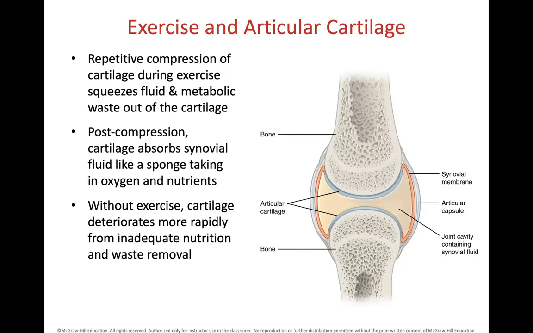So this cartilage on either side of the joint, on the edges of the bones, is metabolically active. It has wastes in there. If you don't squeeze out those wastes, then the waste tends to build up a lot faster and can lead to deterioration of the cartilage. So you want that articular cartilage to soak up the synovial fluid and then basically squeeze it out with exercise over and over again.